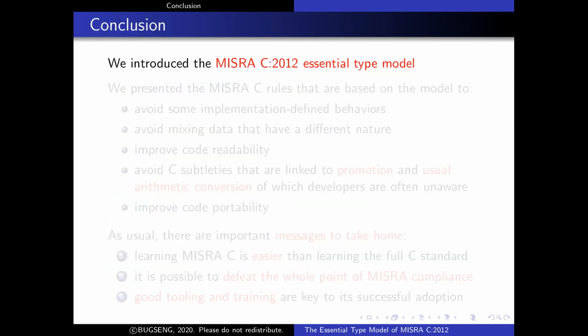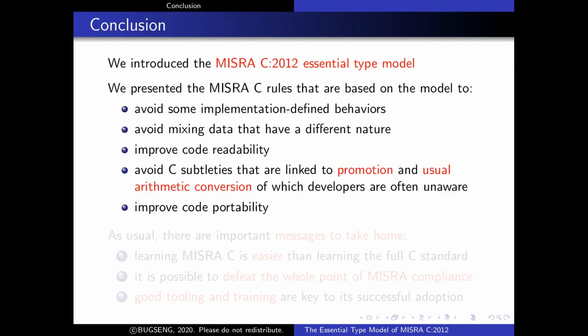Conclusion. So we introduced the MISRA C 2012 essential type model, and along with it the MISRA C rules that are based on such models. So we have explained that these rules are there in order to avoid some implementation defined behaviors, avoid mixing data that have a different nature, improve code readability, avoid subtleties that have to do with integer promotion and usual arithmetic conversions, and improve code portability.